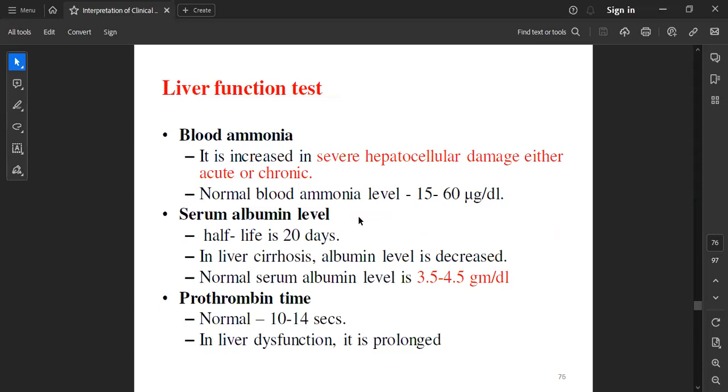Other parameters are ammonia, blood ammonia. Ammonia is usually detoxified in the liver, so high ammonia levels indicate that there's liver damage. Serum albumin.